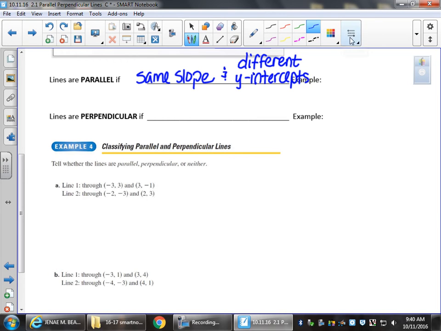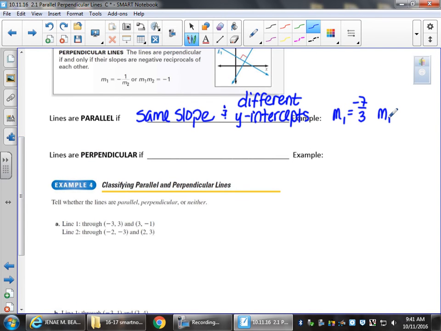So let's look at an example. Give me any fraction you want. Negative 7/3 I heard first. So for a line to be parallel to this one, what does the slope have to be? It has to be the exact same. Negative 7/3 would be the parallel slope. It would be negative 7/3 x plus 3, and then it would be plus 4, something like that. Yes, very good.